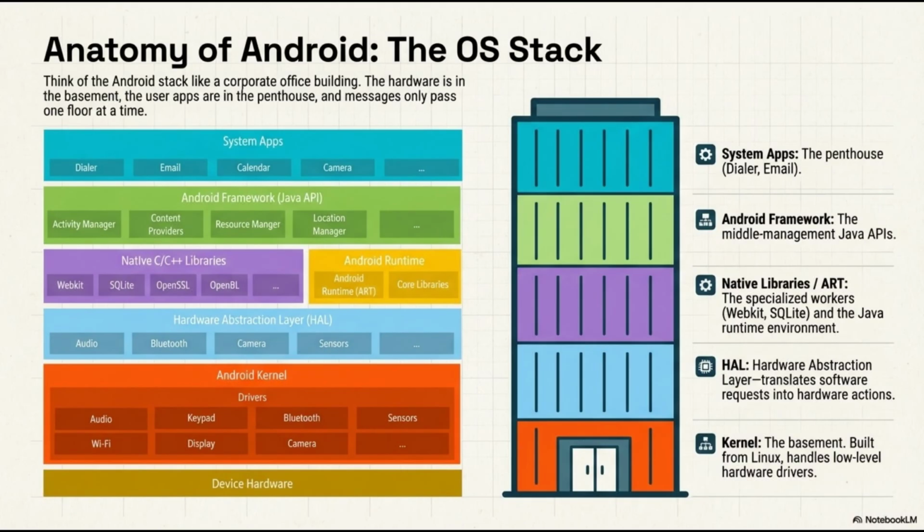Right. If a malicious game in the penthouse wants to silently turn on your microphone in the basement, it cannot bypass the system. The request has to pass down through the framework, then the runtime, then the HAL. And at any one of those floors, the system's security pillars, like permissions and isolation, can intercept the request, realize the game doesn't have a guest pass, and block it.